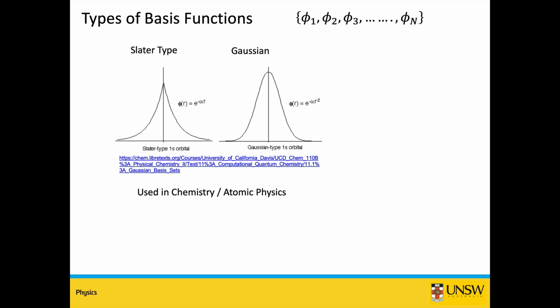And they are used in many chemistry calculations or atomic physics calculations because they approximately represent shapes of atomic orbitals, where you have a large electronic density at the center, close to the atomic center, but that density decays as you go outward from the atom.